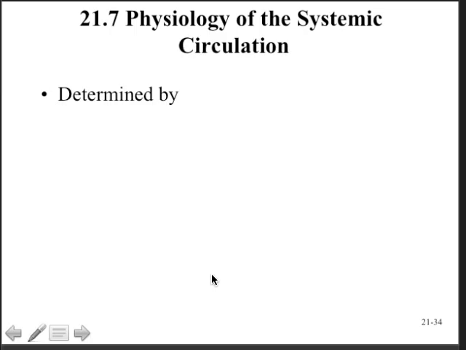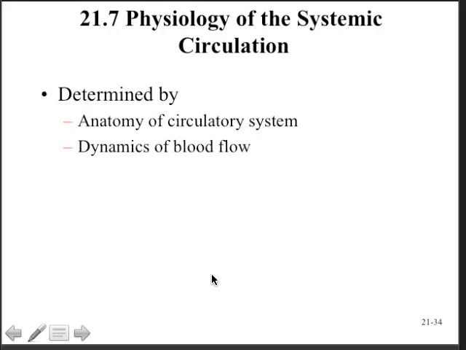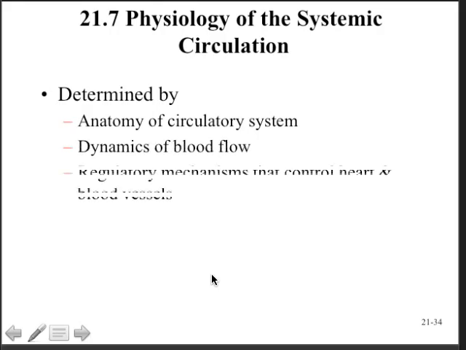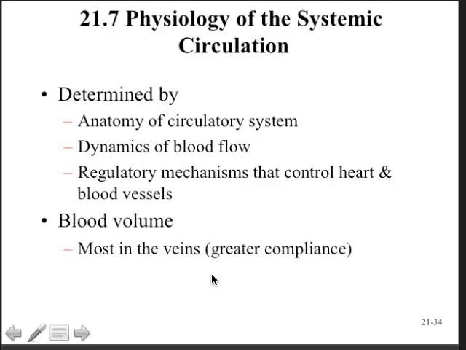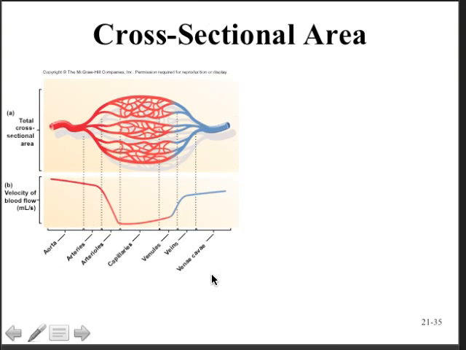Systemic circulation is going to be determined by the anatomical features of the circulatory system, the dynamics of blood flow, and the regulatory mechanisms that control the heart and the blood vessels, and these are both neuronal and hormonal. Blood volume occurs in all the vessels in the body. The veins have most of the blood at any point in time due to their high compliance. Smaller volumes are found in the arteries and the capillaries.